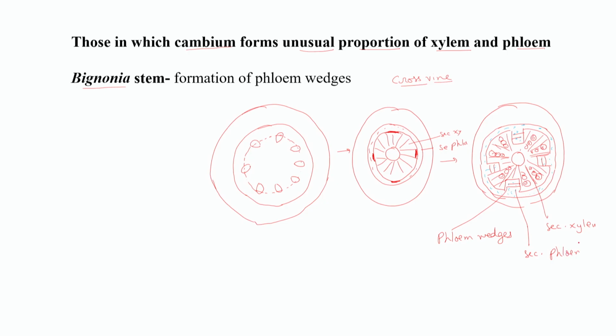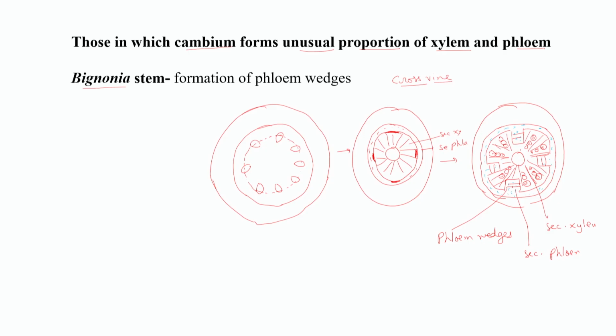See, the outer one which is forming the ring is also secondary phloem, and this one which is entering in the form of wedge is also secondary phloem. It is just an extension because at this point more phloem was produced by cambia as compared to xylem. So that's why a phloem has intruded inside the xylem in the form of wedge shape.